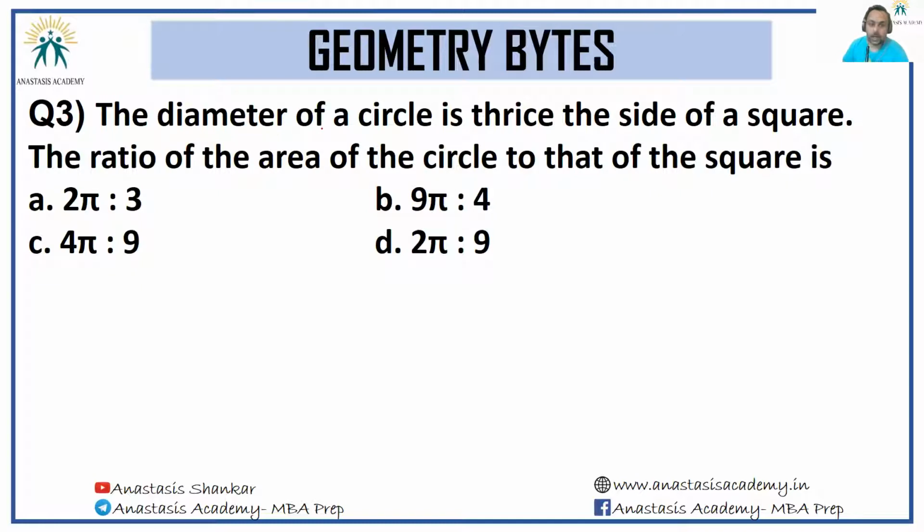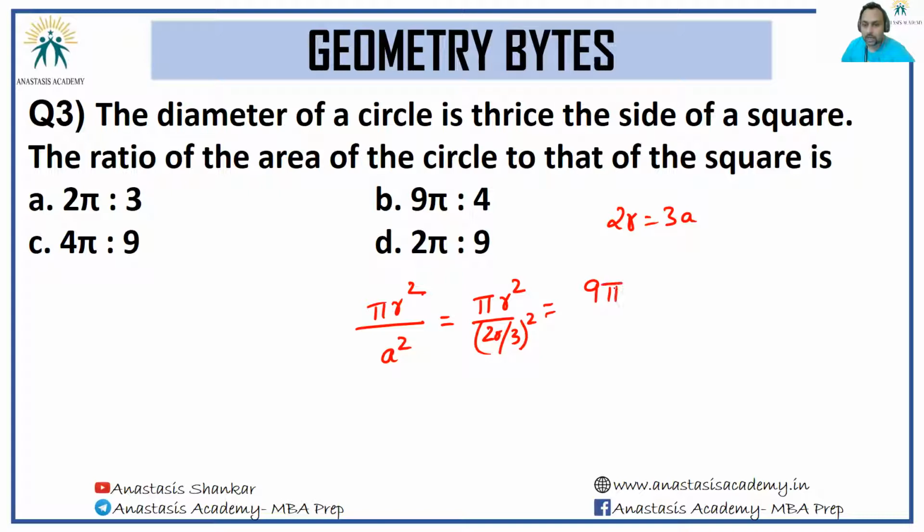Next question, the diameter of a circle is thrice the side of a square. So we know 2R is equal to 3A. Find the ratio of the area of the circle to that of the square. Area of the circle is pi r square and that of the square is A square. So pi r square, A is 2R by 3, no? So 2R by 3 whole square. So this will go to 9 pi by 4. R square will get cancelled. Option B should be the answer.